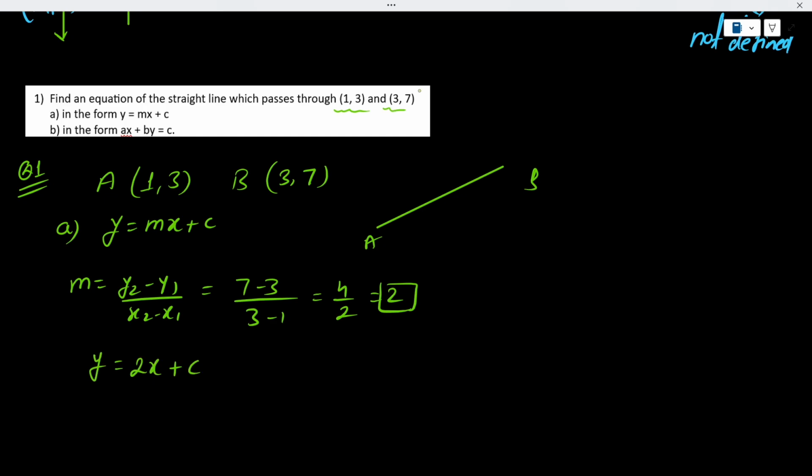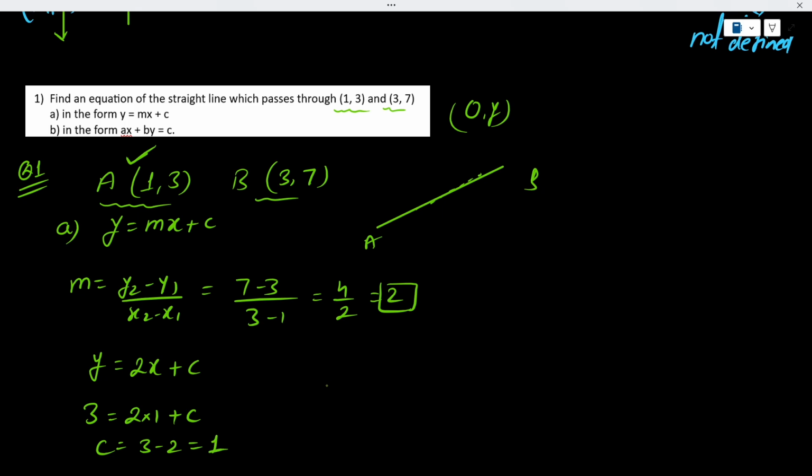Now y-intercept means it has to be in the 0 comma y form, but both the points are not in that form. So to get the value of c, I can substitute any one coordinates here. Either you can substitute 1 comma 3 or 3 comma 7 in place of x and y. If I substitute the first, because all the points on this line will satisfy the equation, here y value is 3 and x value is 1. So 2 times 1, so c value is going to be 3 minus 2, which is 1.